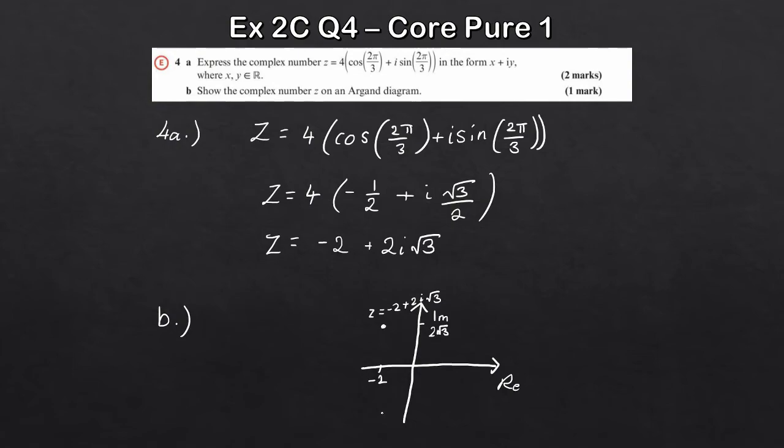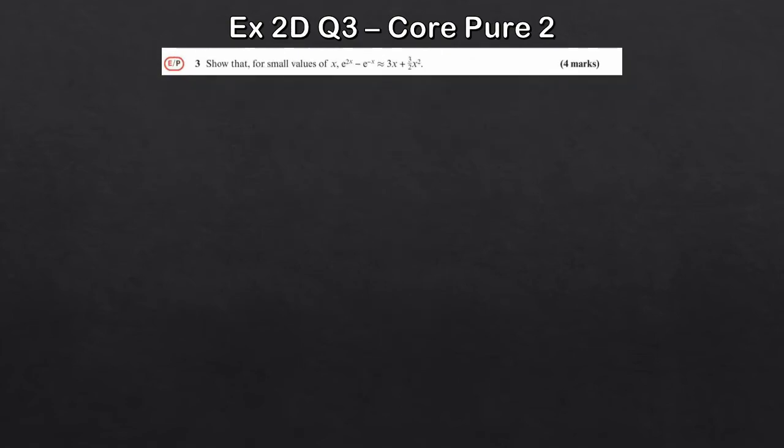And there we have it. So that was just a nice quick question there. Hopefully you're confident with complex numbers, very important for the full course. So let's have a look at the next one.